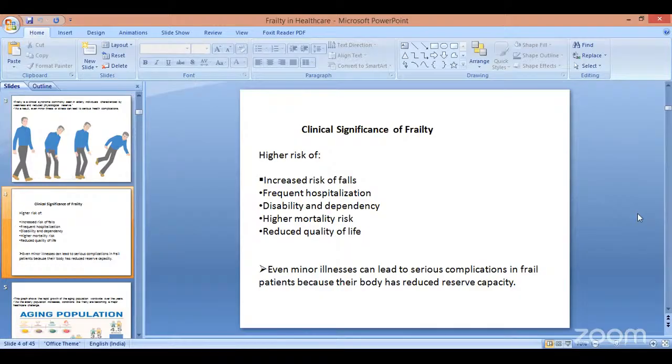So what is the clinical significance of frailty? There is a chance of falls, frequent hospitalization, disabilities and dependency, higher mortality risk, and reduced quality of life. Even with a minor illness, a frail patient may have serious complications because their body has reduced reserve capacity.